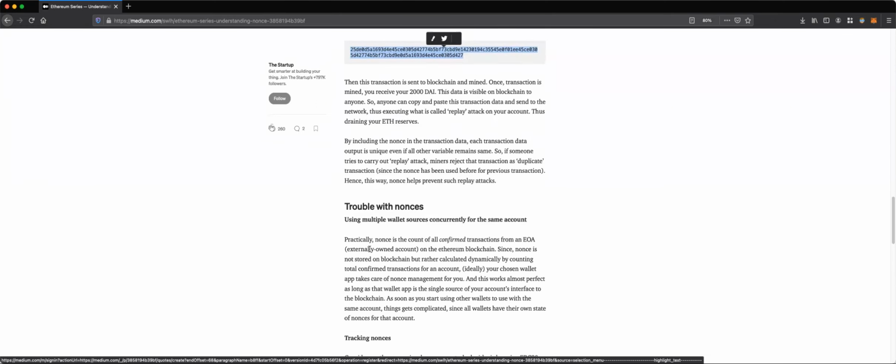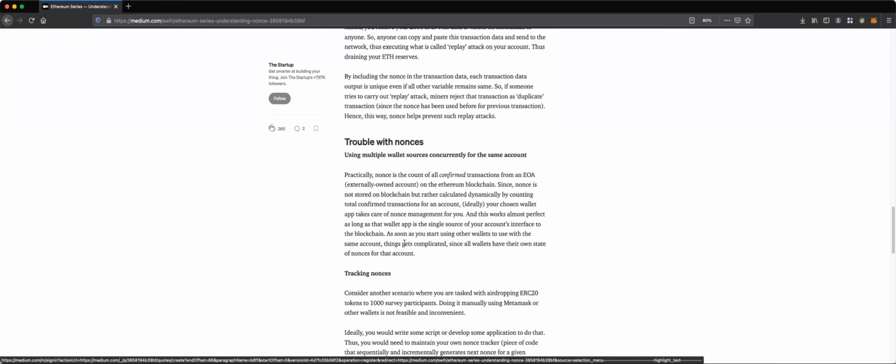Now, there are a couple of issues with the nonce which were highlighted here. Let's say you have multiple wallets managing accounts. As you know, you can have the same account in different wallets. Let's say you are that kind of person. The problem is that both wallets are going to have different nonces, because most of these wallets have their own way to manage your nonce, the number of previous transactions. So both wallets are going to see different nonces, which is going to be an issue for you.